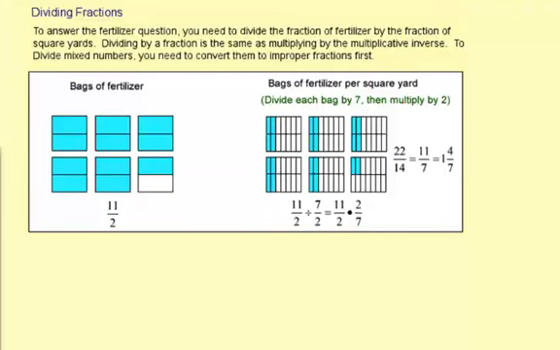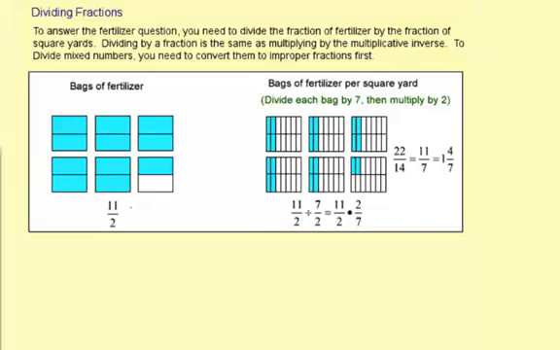Okay, dividing fractions. To answer the fertilizer question, you need to divide the fraction of fertilizer by the fraction of square yards. Dividing by a fraction is the same as multiplying by the multiplicative inverse. To divide mixed numbers, you need to convert them to improper fractions first.